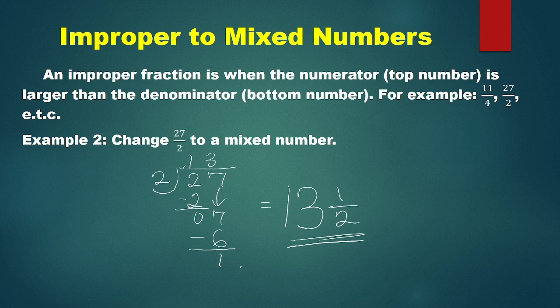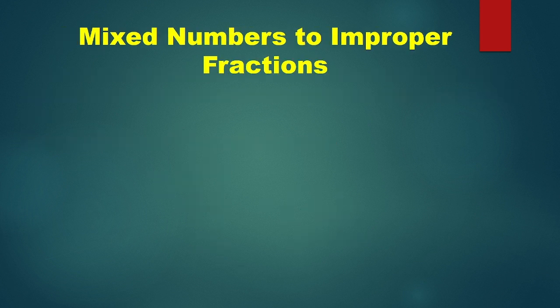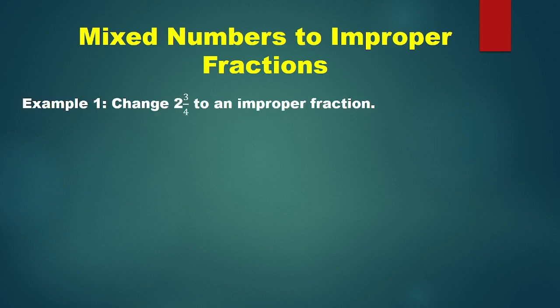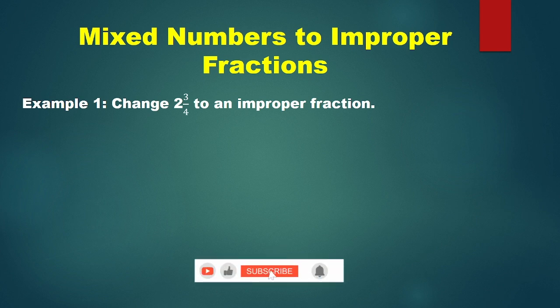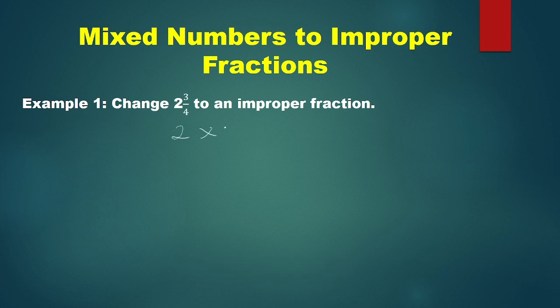Now let's flip things around and convert mixed numbers to improper fractions. Example 1. Change 2 whole number, 3 over 4, to an improper fraction. Firstly, I'll multiply the whole number, which is 2, by the denominator. So 2 times 4 gives us 8.